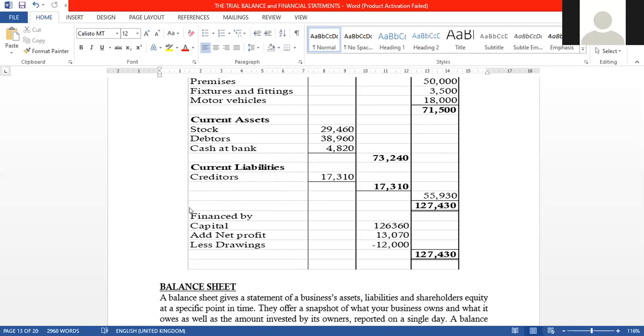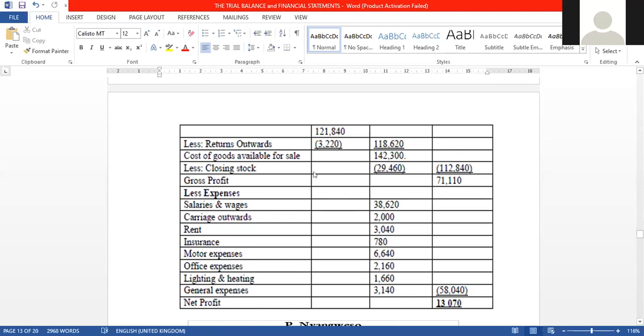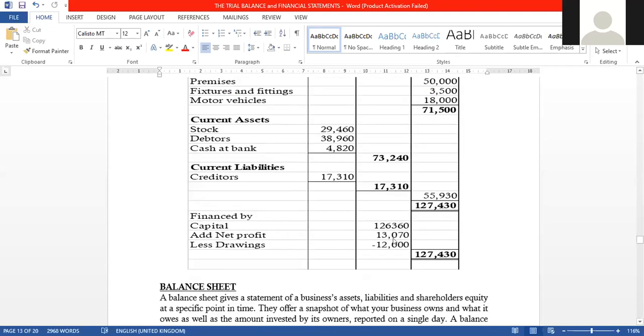The second part is where we say it is financed by, one, capital, and the capital is given there as 126,360. Then we add net profit. The net profit that we are adding here comes from the profit and loss account that we have prepared. Remember in this profit and loss account, the net profit is 13,070. And therefore we add that 13,070.